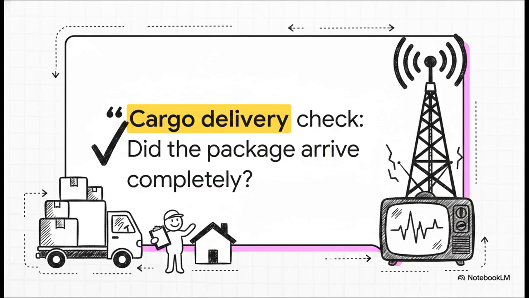Now, the second protocol, UDP, is more like a live TV or radio broadcast. It just keeps transmitting out into the void. It really doesn't care if you've tuned in or if your TV flickered. It just keeps pushing that signal out as fast as humanly possible.